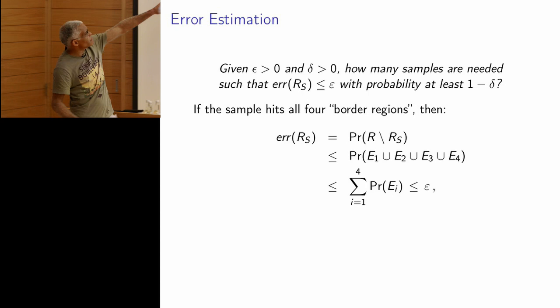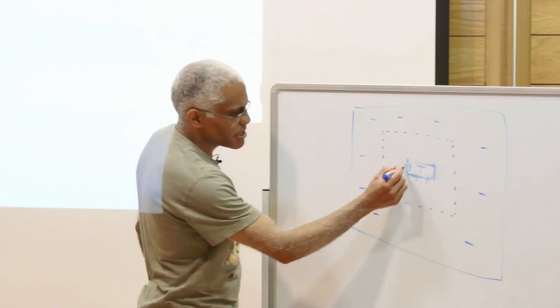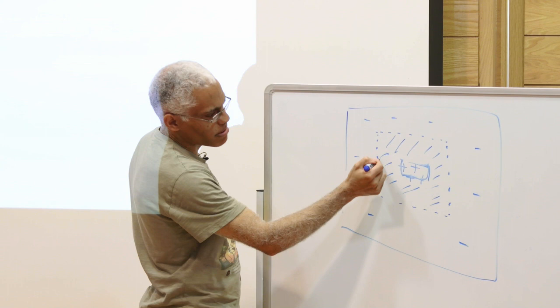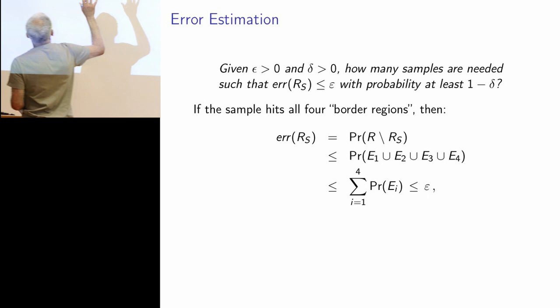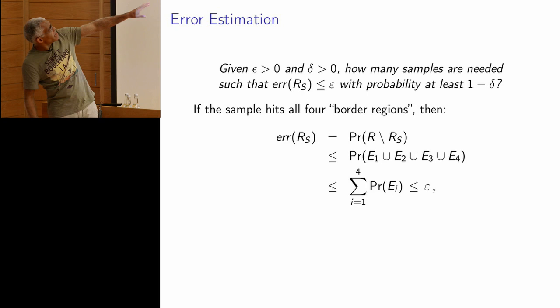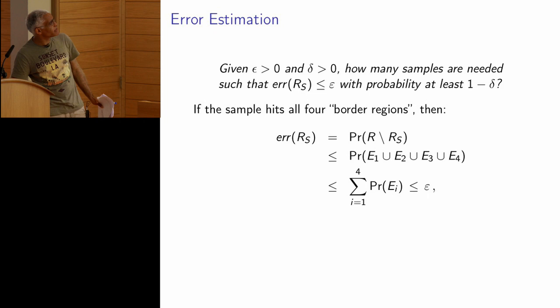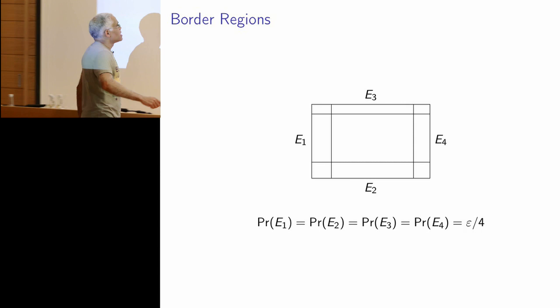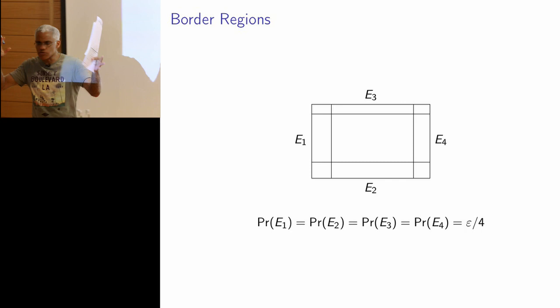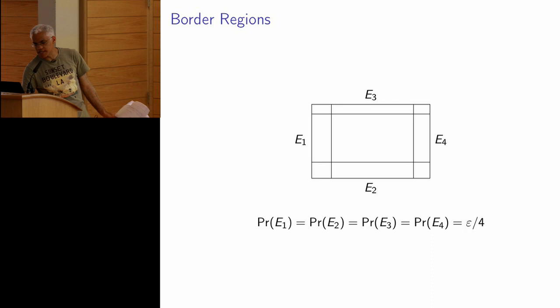So if my hypothesis were here and the target were here, the error is the area of this under the distribution D, the probability that a random point lands in here. So this is my error. My error is the probability of the target minus the hypothesis, so the hypothesis is always inside the target, and I'm okay just as long as my sample hits all four border regions. If I go back to this picture, when I draw my sample and see a point in E1, in E2, in E3, in E4, then my hypothesis will be expanded to hit all four border regions, and the gap between my hypothesis and the target will have area less than epsilon over 4. So I'll be okay if I hit all four border regions.